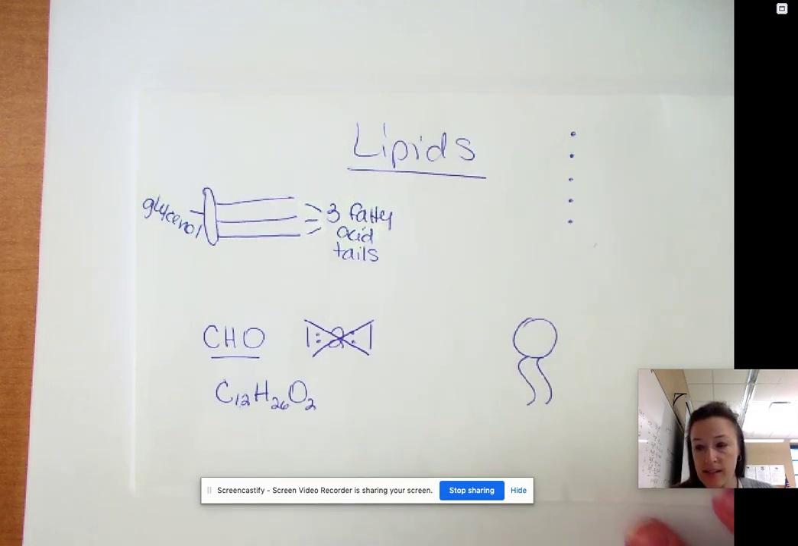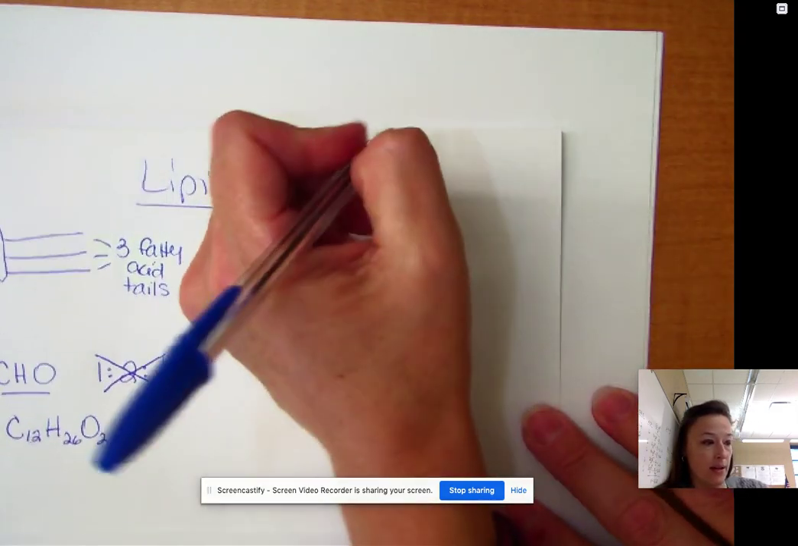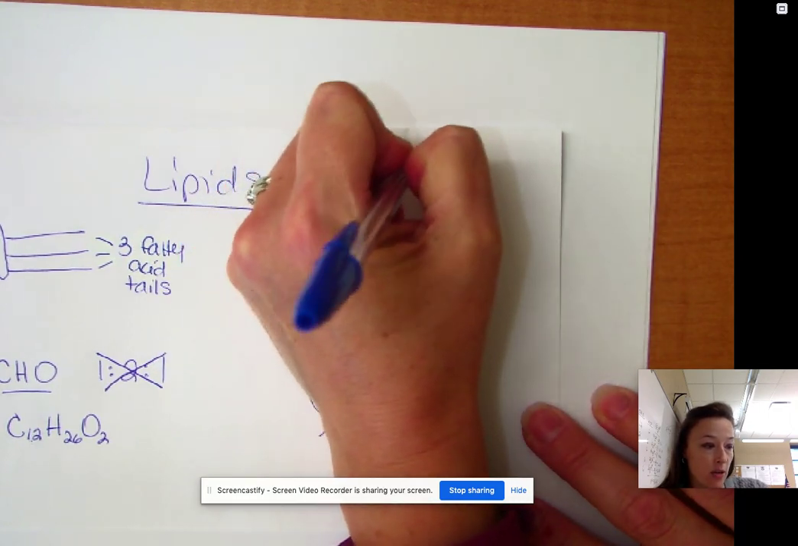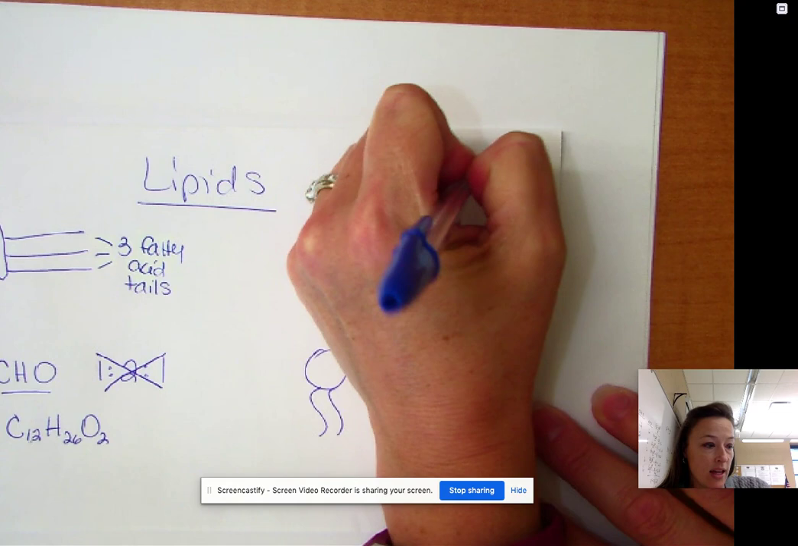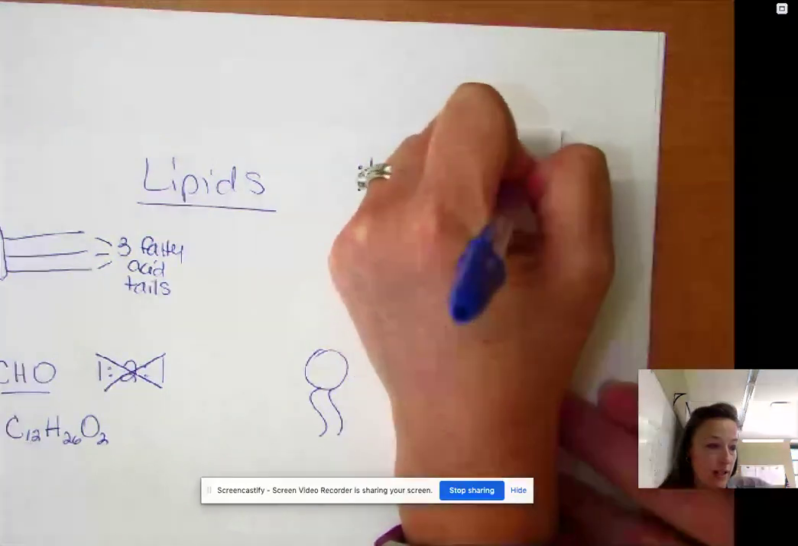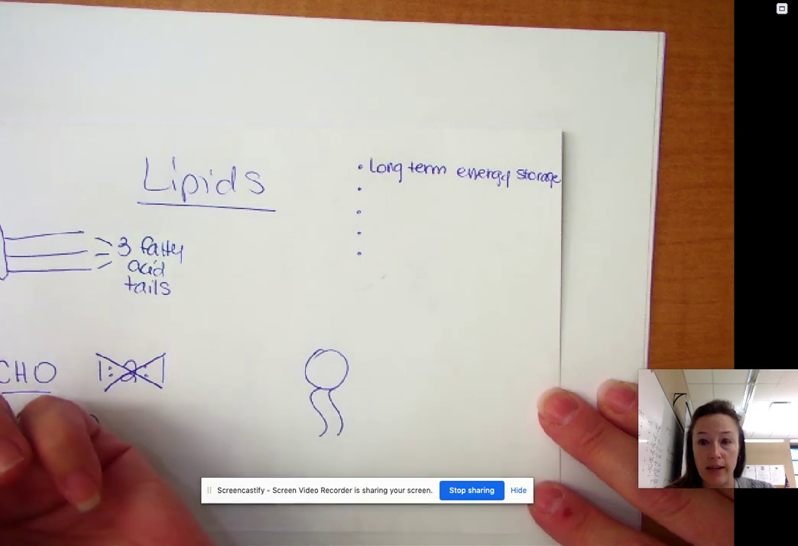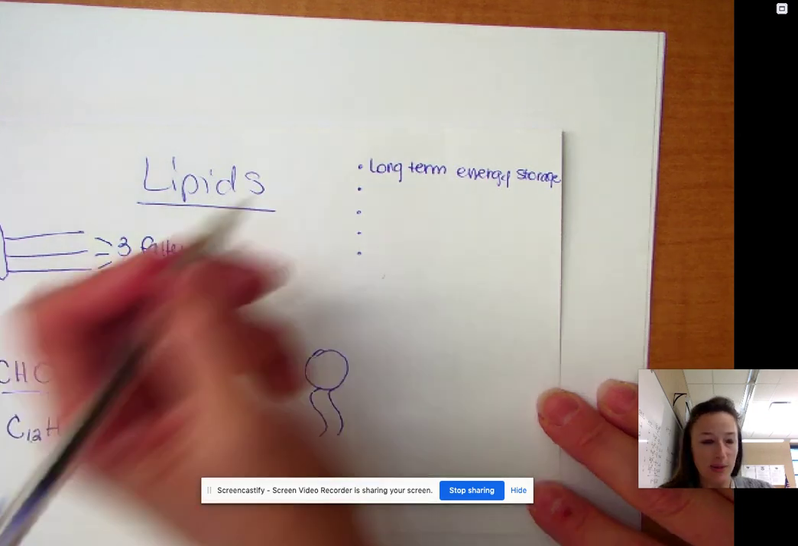The next is I can list at least 5 functions of a lipid. All right, one function, probably the main function that we don't necessarily love, is long-term energy storage. That is why we have fat on our bodies. It's to store it for later. We don't like it, but that's what it's for.